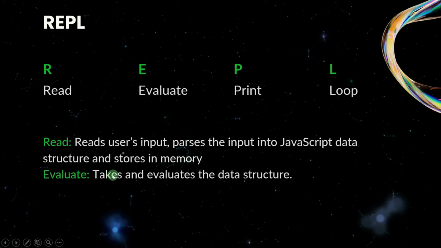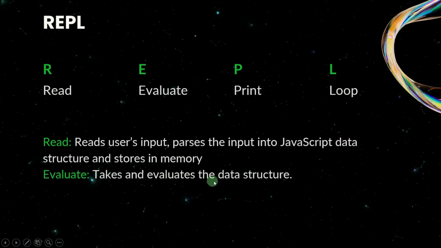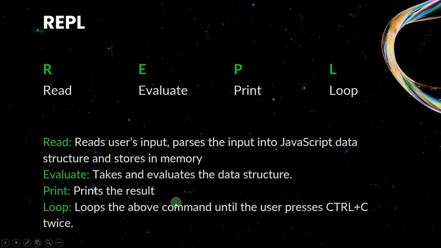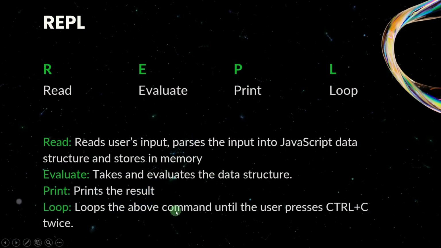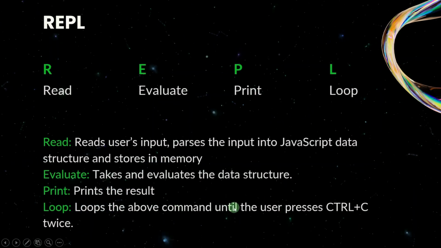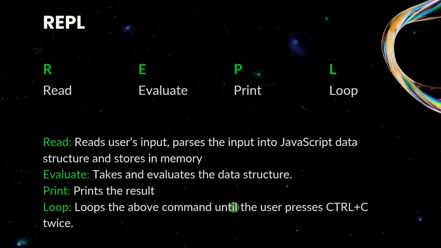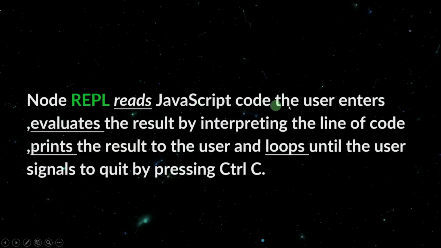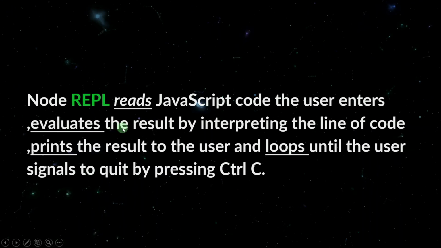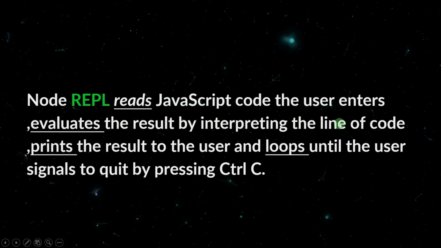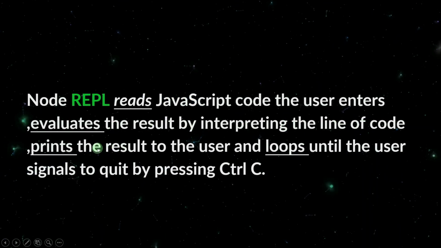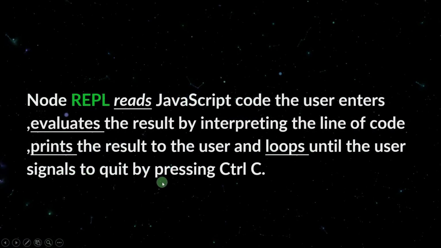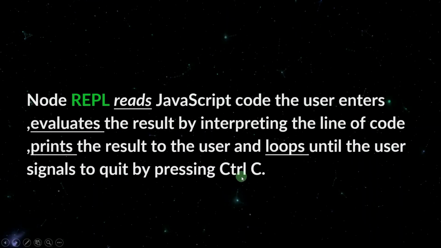And after that, it is just going to take that data and evaluate that data structure. And then it is going to print the result. And then it is just going to loop the above commands until user presses Ctrl C twice. So you can simply read as Node REPL reads JavaScript code that the user enters and then evaluates the result by interpreting the line of code, and then it is going to print the result to the user and loops until the user signals to quit by pressing Ctrl C.